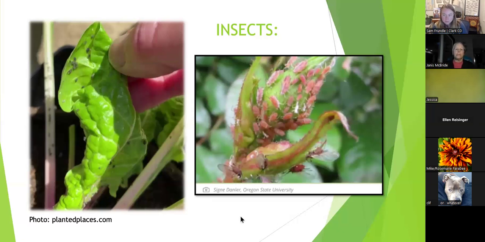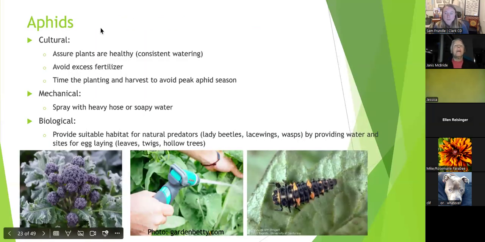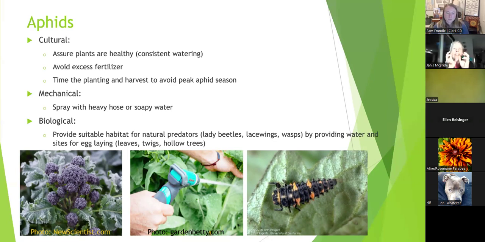Okay, we want to start with some cultural methods. Assure that our plants are healthy and that they are getting consistent watering. Avoid excess fertilizer. The reason we want to do that is because fertilizer causes a lot of brand new green growth that aphids are just super attracted to. They like that soft tissue that occurs when we get fertilized plants.